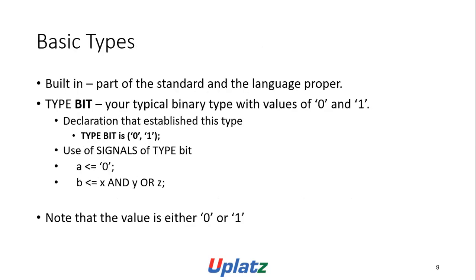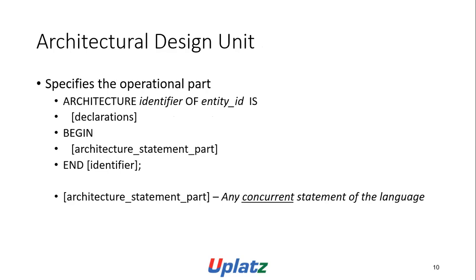A basic type, built into the standard and language proper, is type bit. It is your typical binary type with values 0 and 1. The declaration that establishes this type is: type bit is ('0', '1'). Use of a signal of type bit: A is assigned '0'; A, B, X, and Y or Z. Note that the value is either 0 or 1.